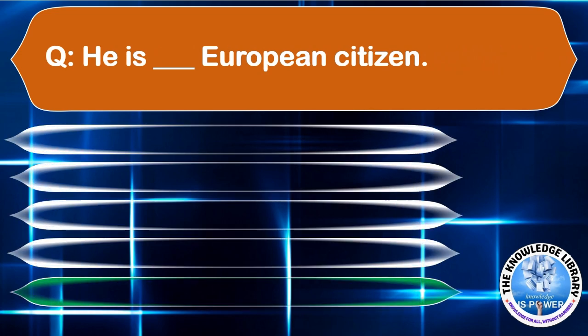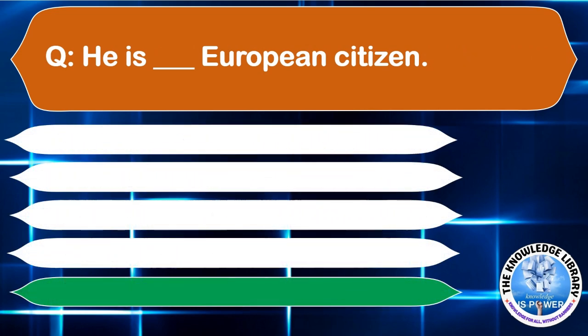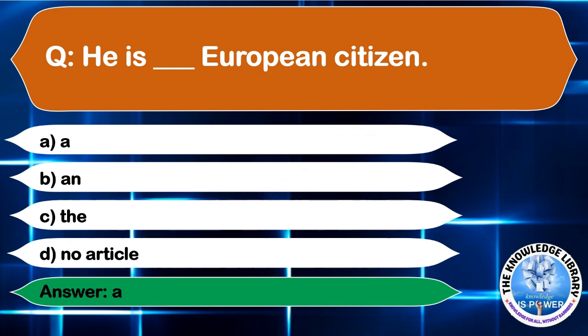He is dash European citizen. Option A. Option B, an. Option C, the. Option D, no article. The correct answer is option A. Moving to the next question.